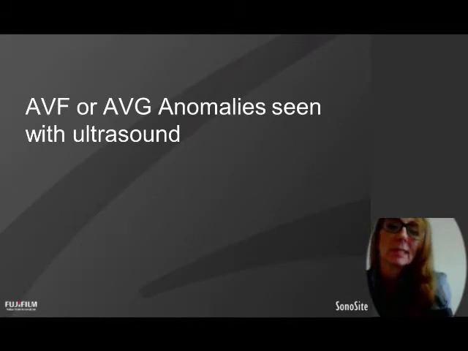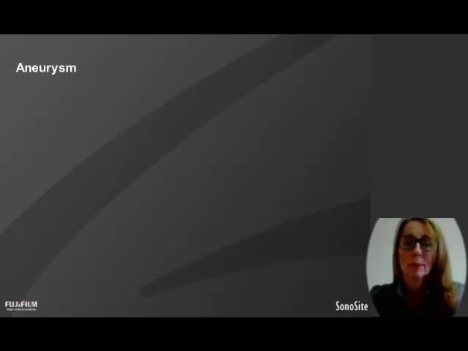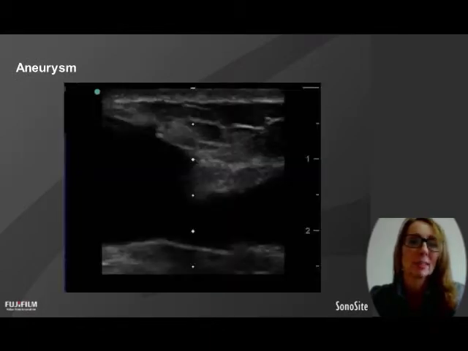So some of the anomalies that we see with ultrasound. This is an aneurysm. People always wonder what's the difference between an aneurysm and a false aneurysm. An aneurysm is where the entire vein wall has dilated up and become larger, but the blood is still within the vein structure, so that's an aneurysm, and this is a true aneurysm.